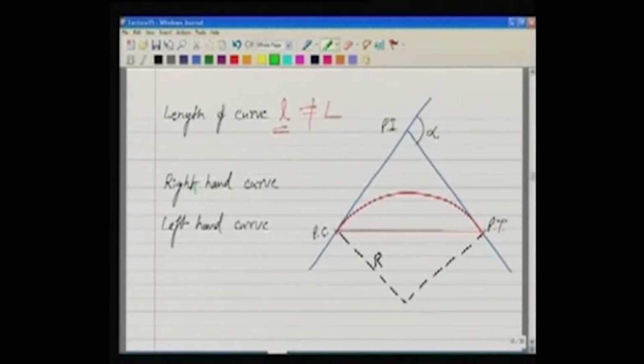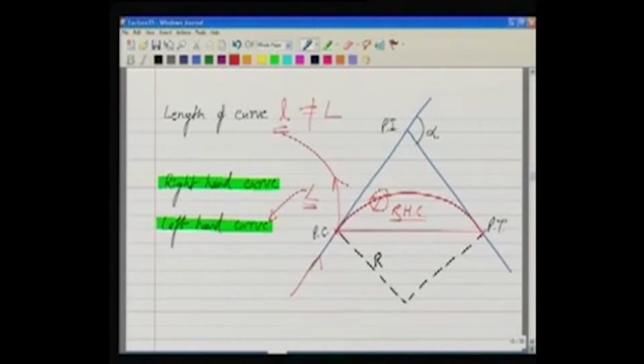Then we also define right hand curve and left hand curve. What is the meaning? The meaning is, if you are approaching a curve, for example, we are approaching a curve here. Now this curve could have gone in this direction or in this direction. So there are two possible ways. If it is going towards my left, we say this is a left hand curve, while in this case the curve is going towards the right hand side, so we will say it is a right hand curve.